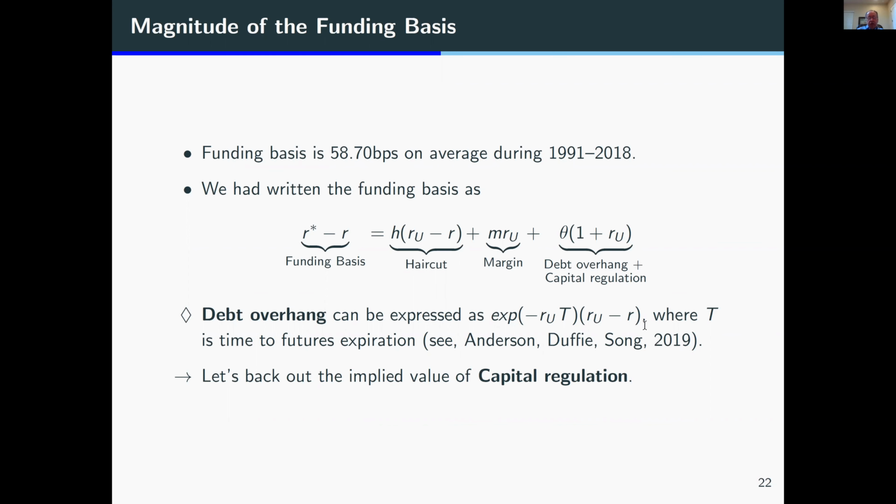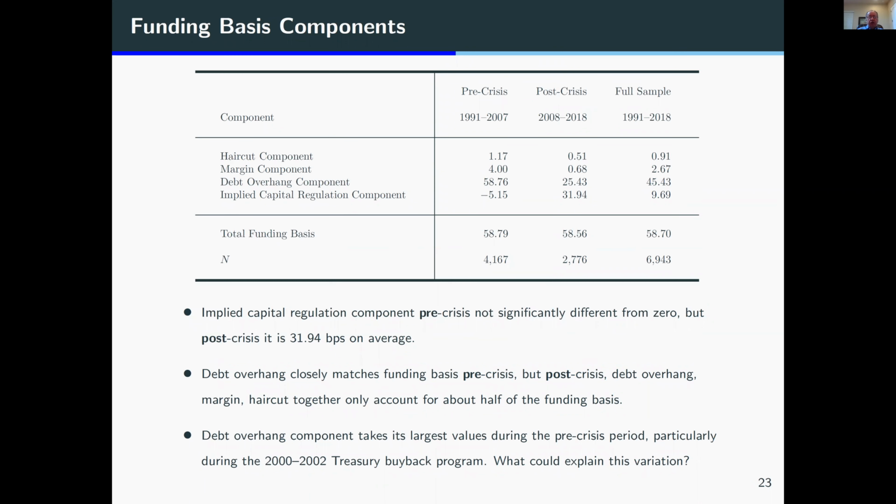So the first thing we do here is decompose this funding basis into four components. Admittedly, the capital regulation component is indirect. It's implied. It is what it is. It turns out that the haircut component during this period, the full sample, and then we break it between pre-crisis and post-crisis, is pretty small. It's not a big deal, even though it seems to get a lot of attention in the literature. It's kind of tiny.